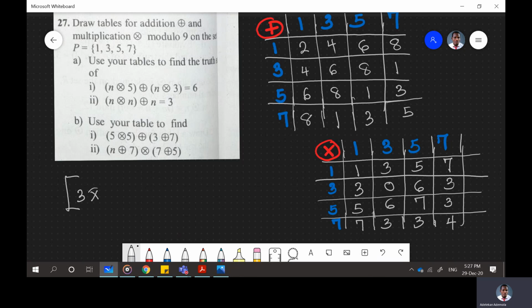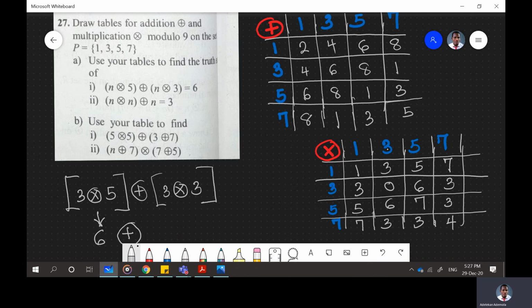So 3 times 5 plus 3 times 3. Let's see whether this will give me 6. Now what is 3 times 5 from the multiplication table? From the multiplication table, 3 times 5 is 6. Your table has to be accurate, otherwise you are going to make mistakes. You'll be reading the wrong value from your table if your table is not correct.